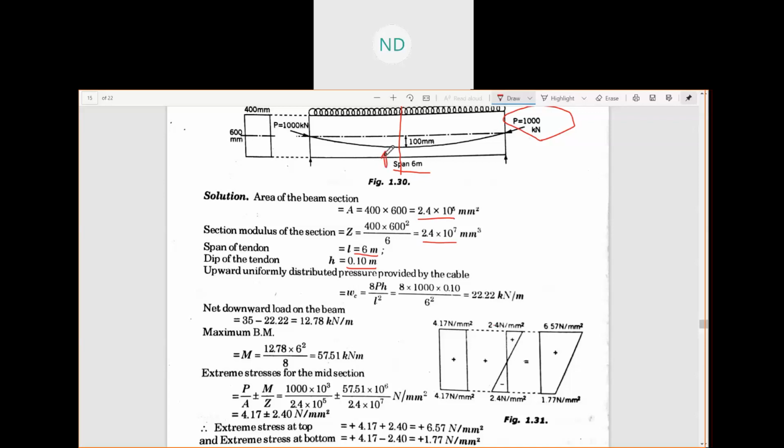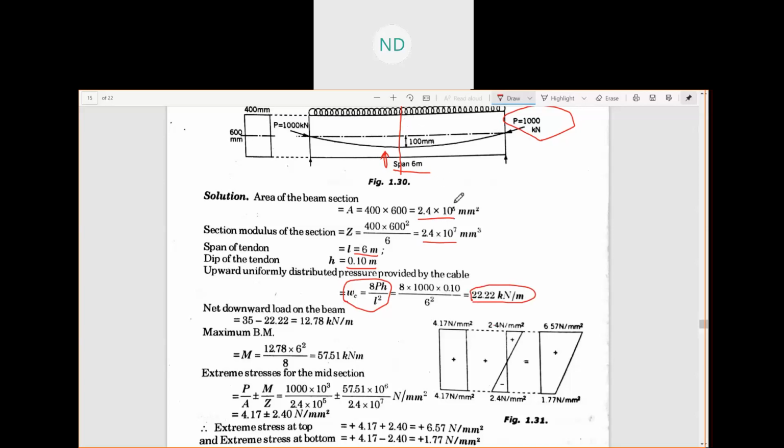We have to find out the upward thrust which is given by this parabolic profile. I already told you that it is 8PH by L square. P is 1000 kilonewton. H is 0.1 meter, and your span is 6. So you get your upward thrust, which is 22.2 kilonewton per meter.